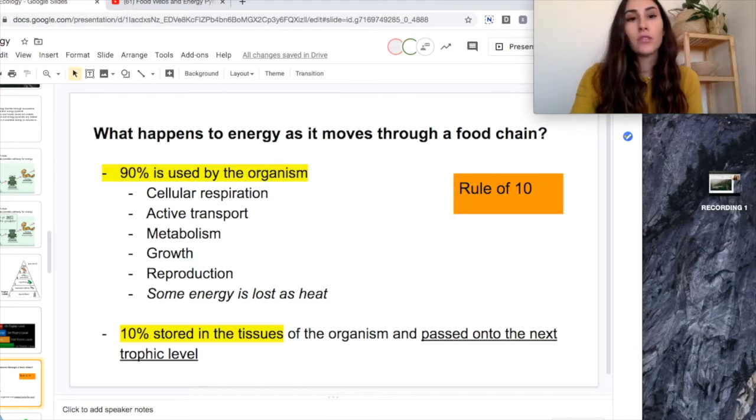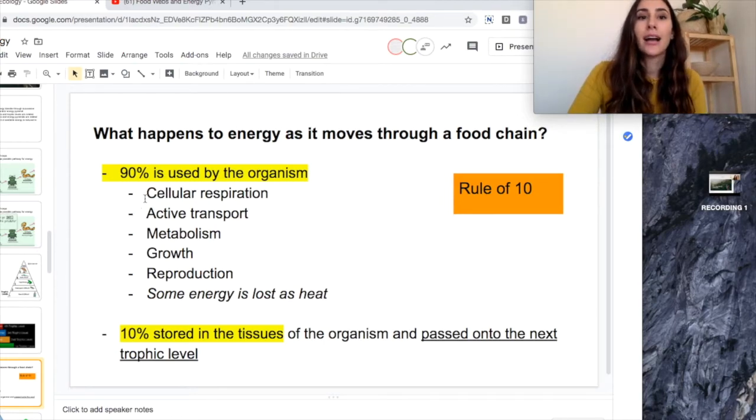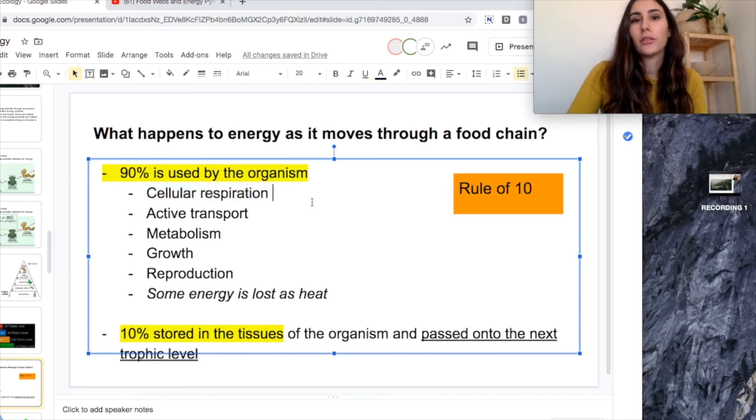Some of the energy is also actually lost as heat, just by existing. Right, our bodies are always emitting a certain amount of heat, and this heat is essentially coming from cellular respiration, and it's actually a waste product. Okay, we can think of it as a byproduct of cellular respiration.